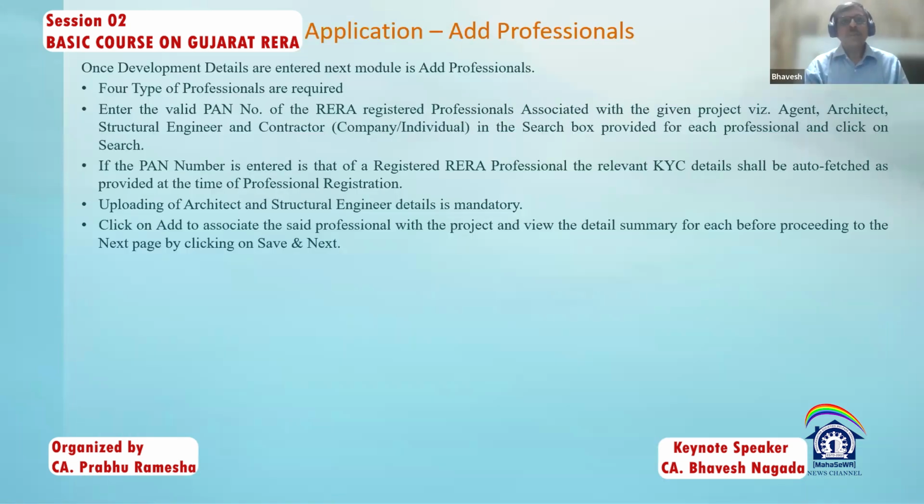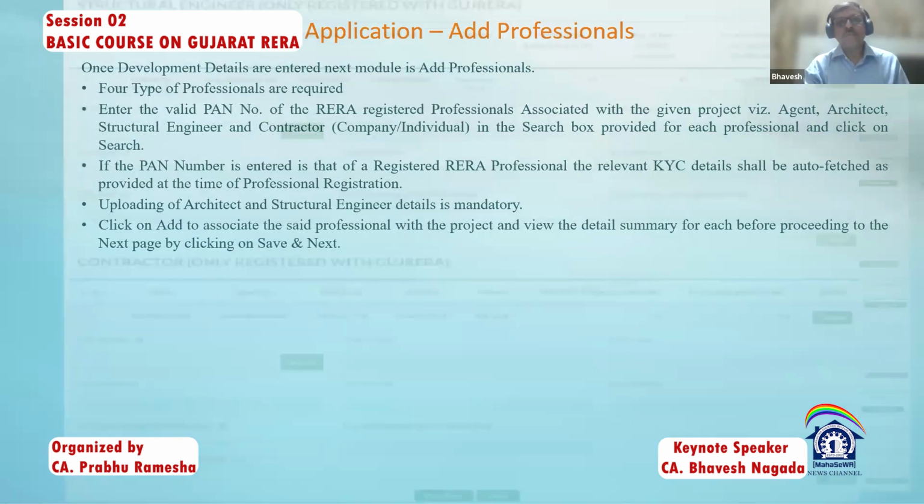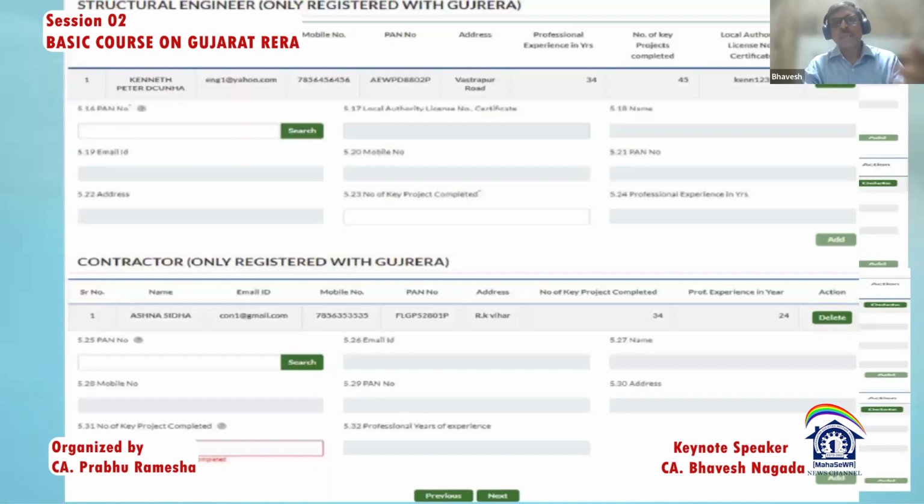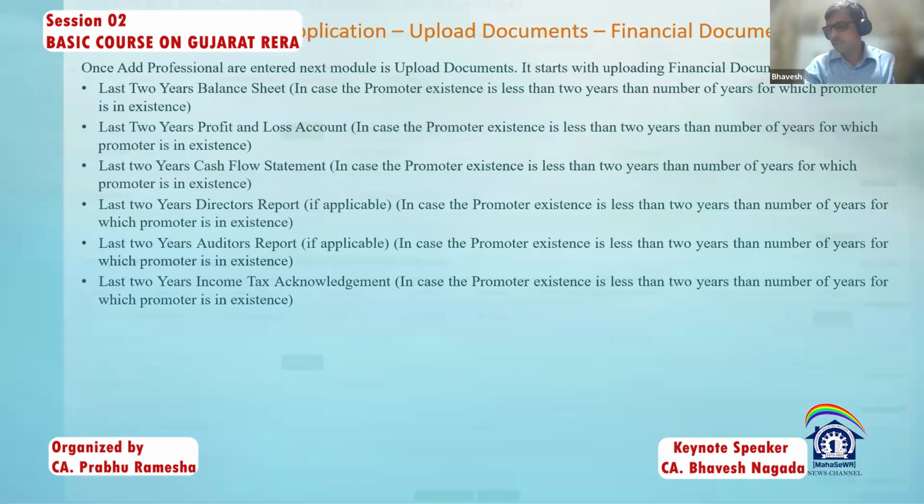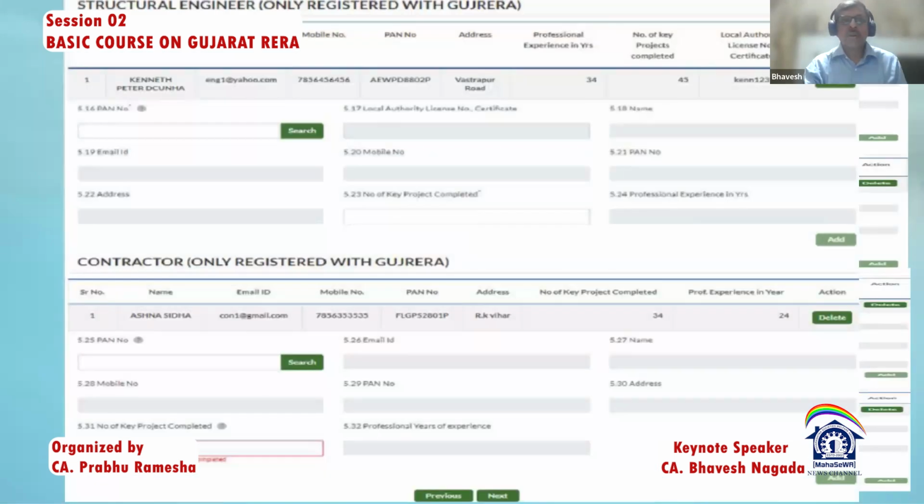Once that is done, the next module is to add professionals. Here there is the professional section which we talked about earlier. Here they need to add 4 professionals, of which 2 are compulsory and 2 are optional. The 4 professionals given here are: agent, contractor, architect, and structural engineer. Of these, architect and structural engineer are compulsory, whereas the other 2 are optional as of now.